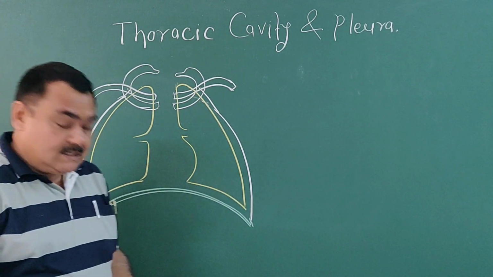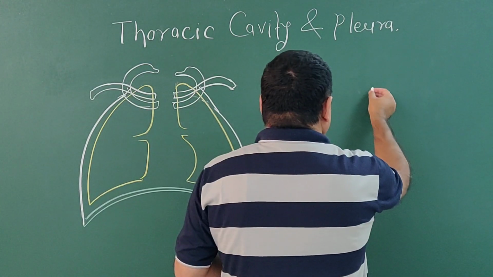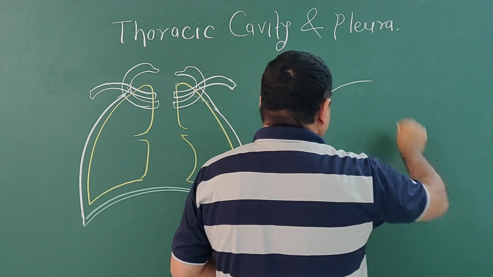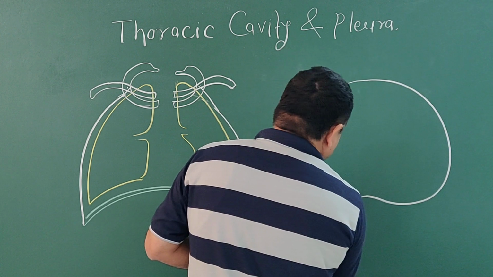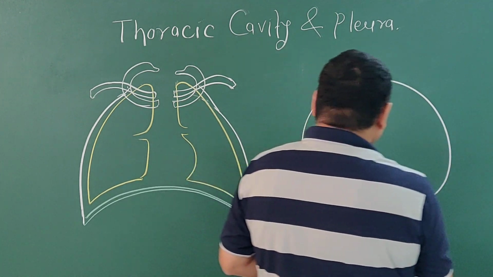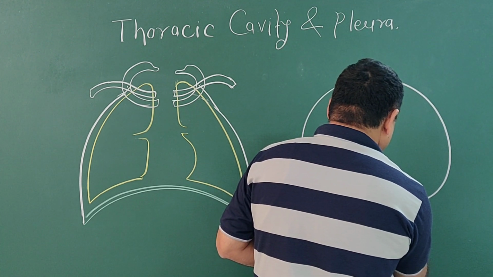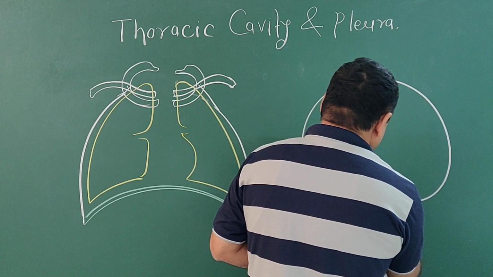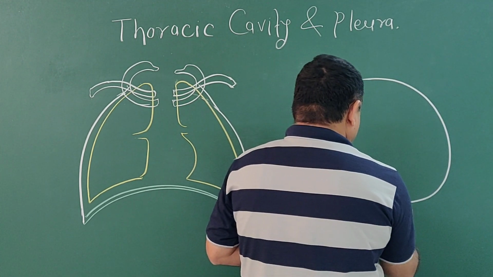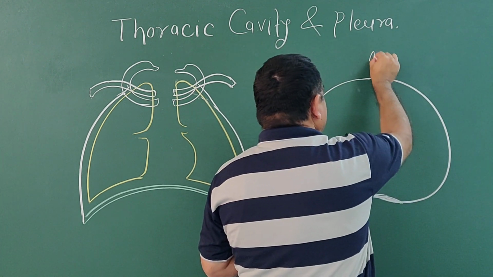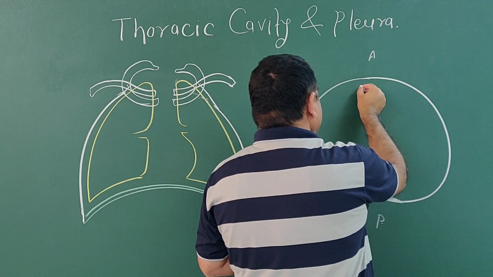If you cut a horizontal section, so this is a horizontal section. This is the anterior part, this is the posterior part.